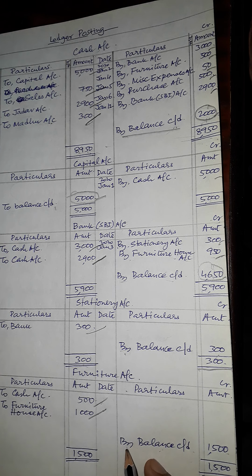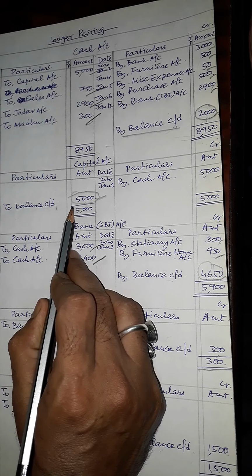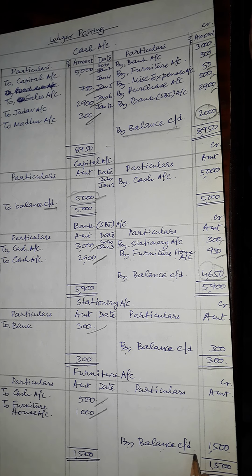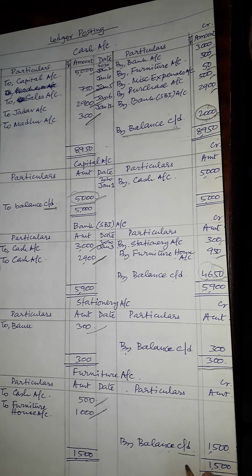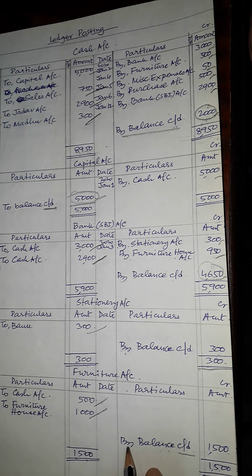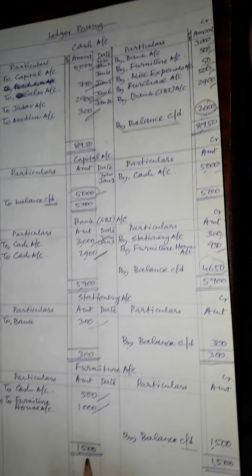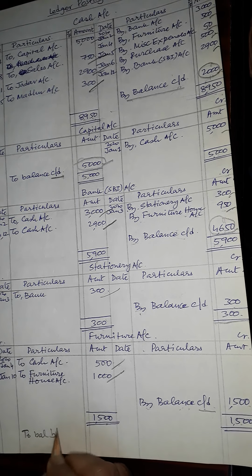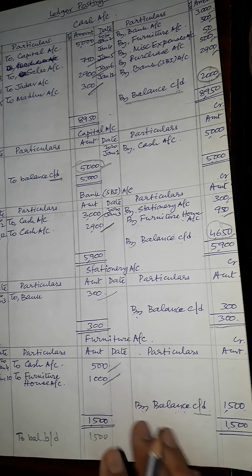If the closing balance is a credit balance, it is written as by balance CD or to balance CD. CD is used to denote carried down. If this balance is brought forward as opening balance in the next period, it will be written as by balance CD as the closing balance. In the next period, it will be written as to balance BD 1500. This is how the account continues.